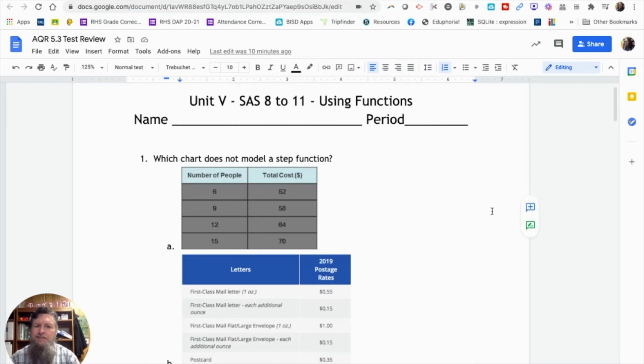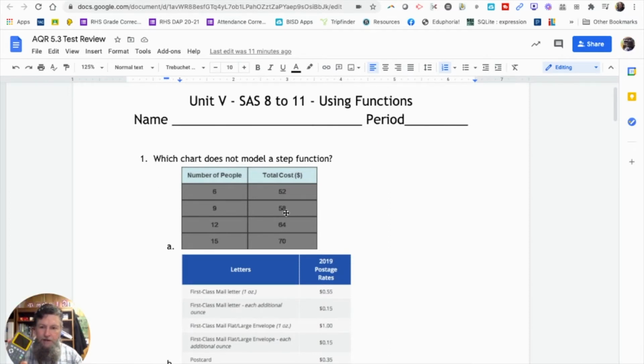Which chart does not model a step function? We have to look at this carefully and understand what exactly we're looking at. Let's see if there's a correlation between the number of people and the total cost in this first chart. If there are 6 people, it's $52. 9 people, $58. 12 people is $64. And then 15 people is $70.